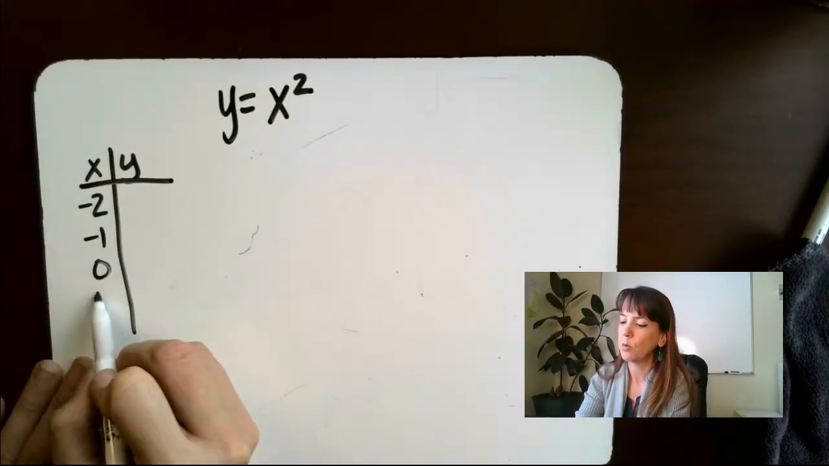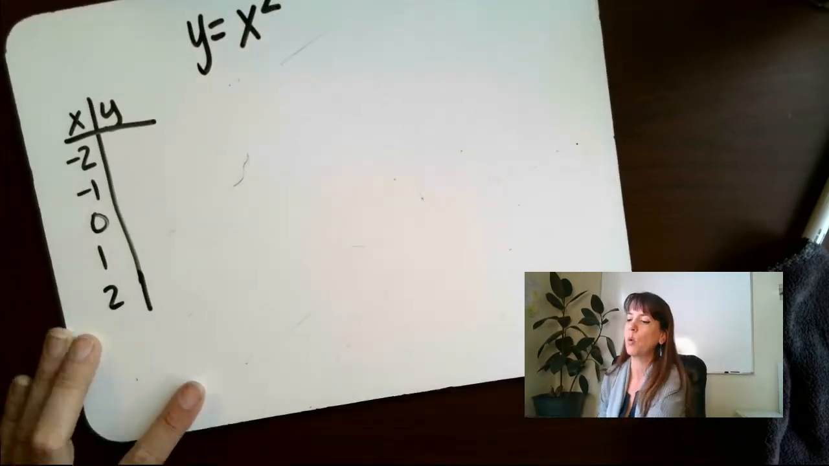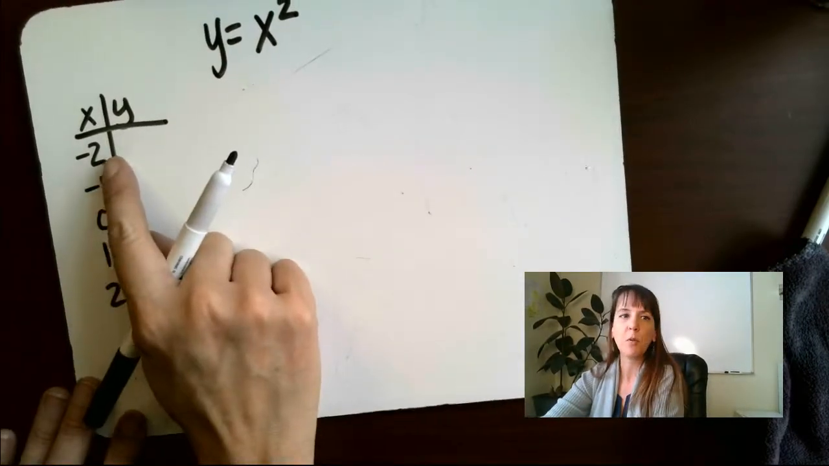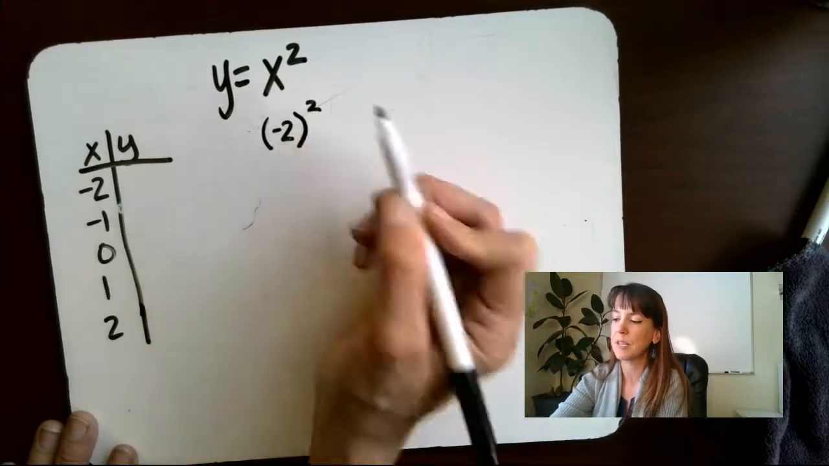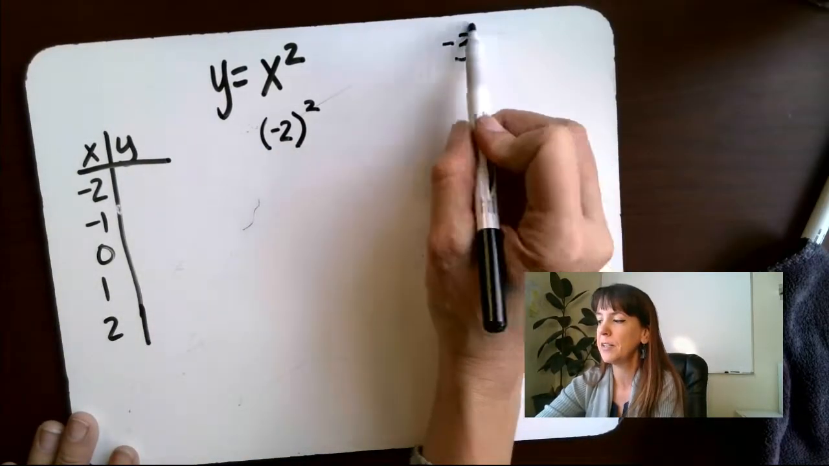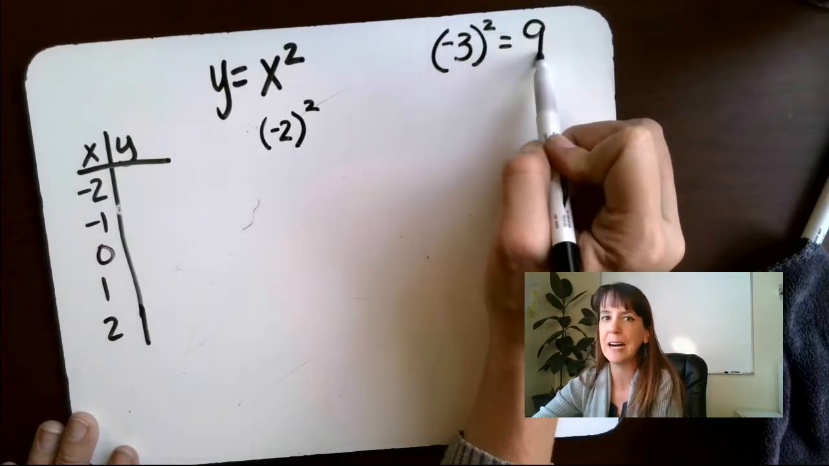Negative 2, negative 1, 0, 1, and 2. Guys, if you remember back to quadratics, we're going to be plugging negative 2 into here. Make sure you're doing that with parentheses because, just a friendly reminder, this squared equals 9.